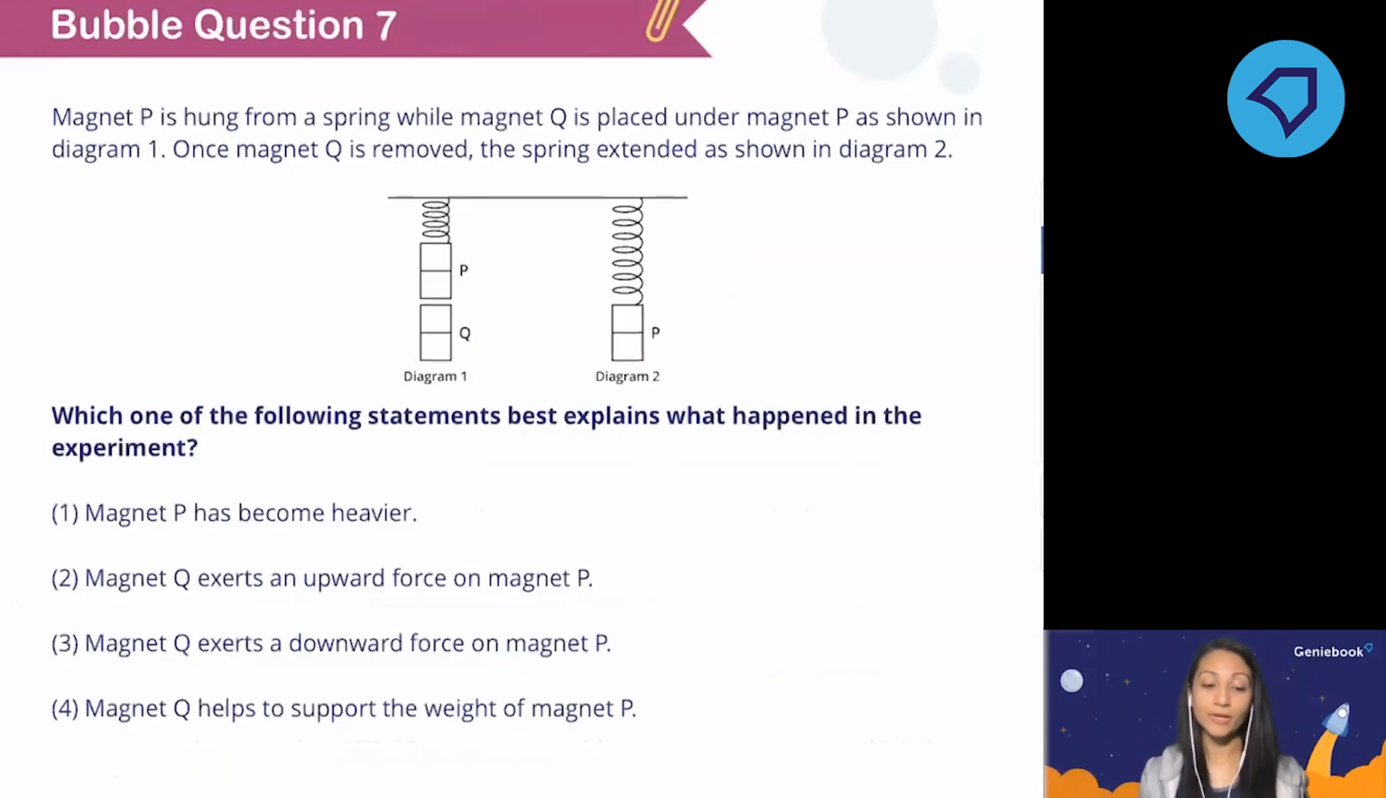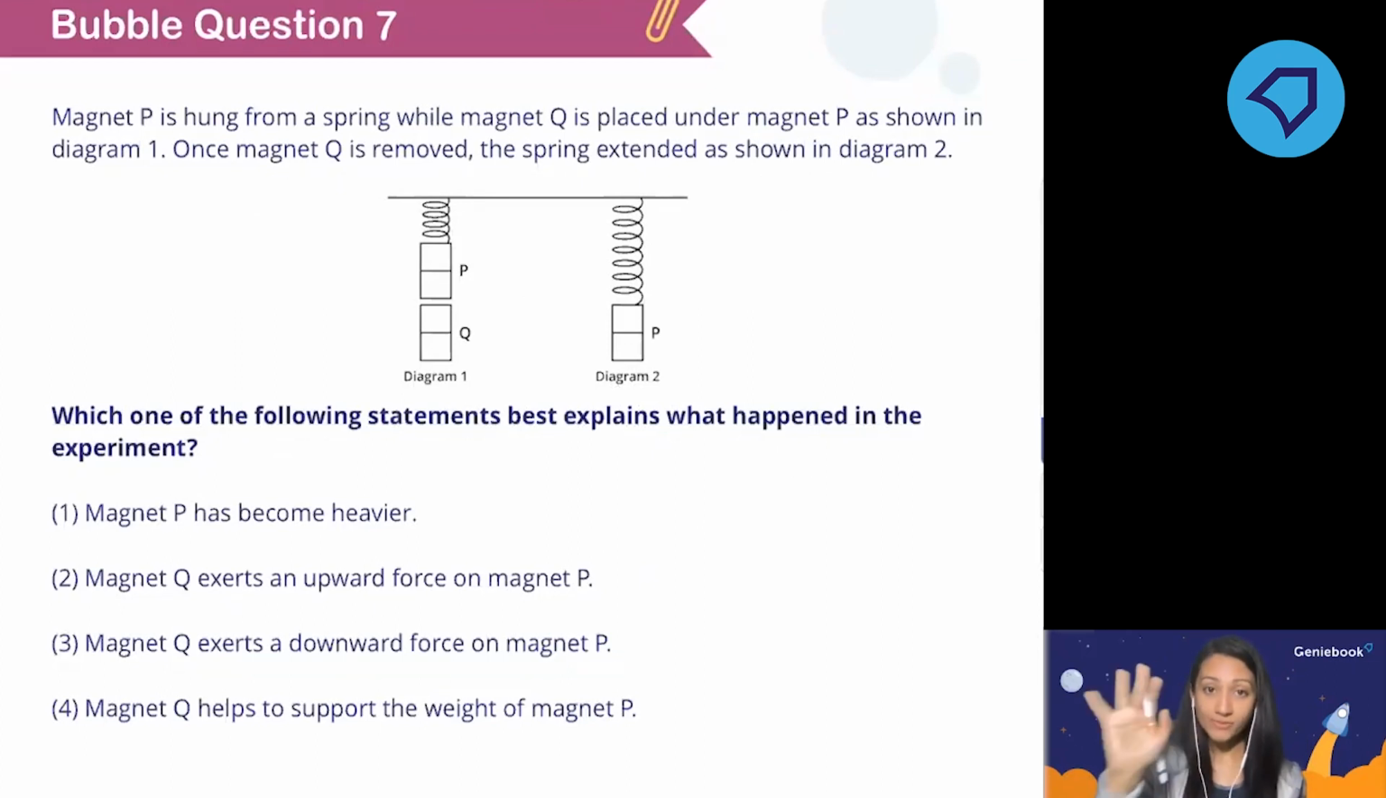Yes. Okay. All right. Next. Is there more bubble questions? Try. Okay, magnet P is hung from a spring, while magnet Q is placed under magnet P as shown in the diagram. So we have 2 different magnets here, and then it's only one here. Then they say once magnet Q is removed, the spring extended as shown in diagram 2. So when you put magnet Q here, the spring is compressed. But once you remove magnet Q, the spring is stretched. What does that mean? Which one of the following statements best explain what happened in the experiment?